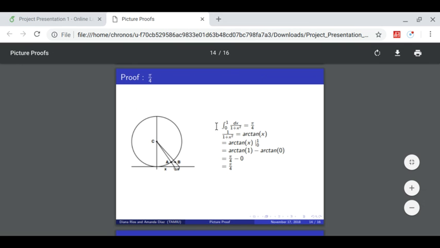Here we have the integral from 0 to 1 of 1 over 1 plus x squared should equal pi over 4. Once we evaluate it, we're going to get the inverse of tan. Evaluating the inverse of tan from 0 to 1, we're going to get inverse of tan 1 minus inverse of tan 0. The inverse of tan of 1 equals pi over 4, and the inverse of tan of 0 equals 0. Therefore, the whole problem just equals pi over 4.